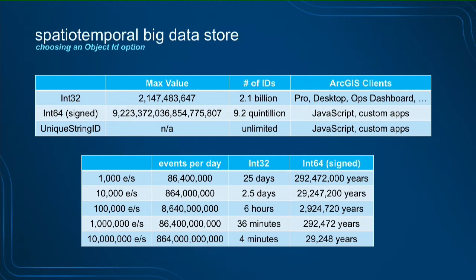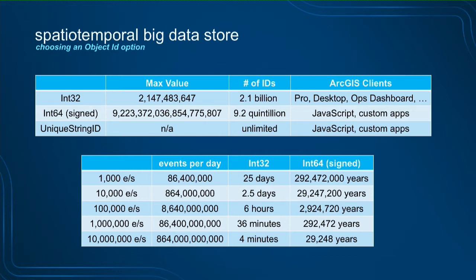So this is important to note because when we released the big data store at 10.4, we had lots of customers that took this on and said this is working great. And then about 25 days into it, we had a number of customers saying, every time I open this feature service up in Pro it crashes. What's going on? It's exactly because of this reason that the int32 ran out of space. Whenever we had an object ID that was bigger than int32 and you try to load that into Pro, it will simply crash, or runtime apps will crash. And so just be aware of that.